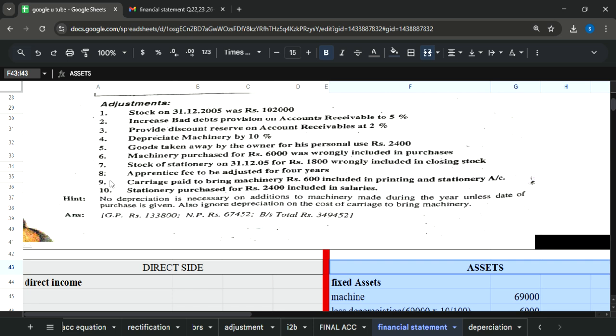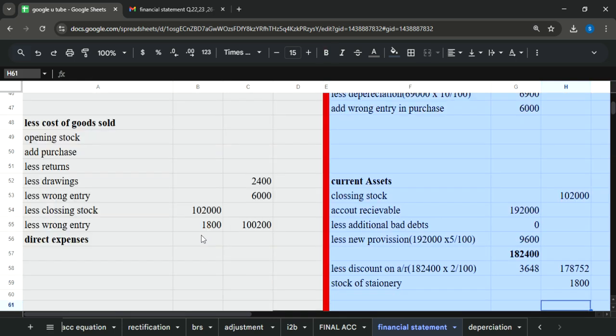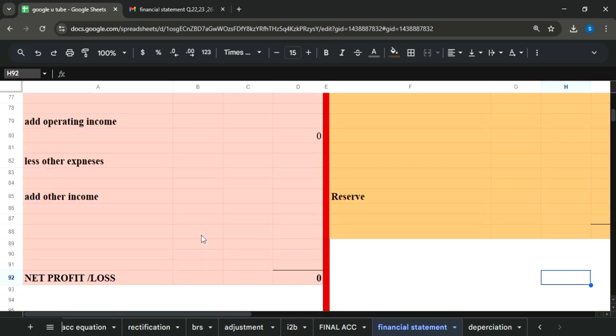8. Apprentice fees adjusted for 4 years. Apprentice fees is paid or received? We'll have to check. This is received. That's very good decision to see first. Apprentice fees received, we will go to operating income side and here you will mention apprentice fee and you will adjust it for 4 years.